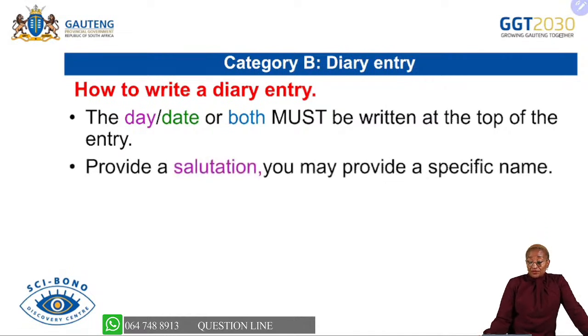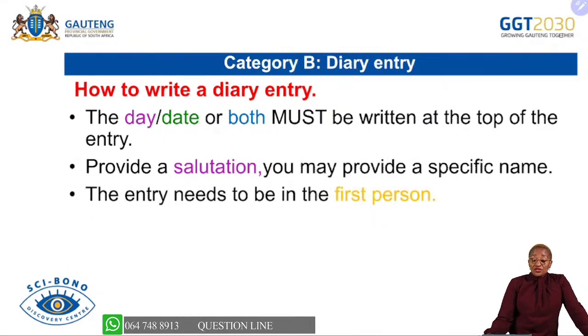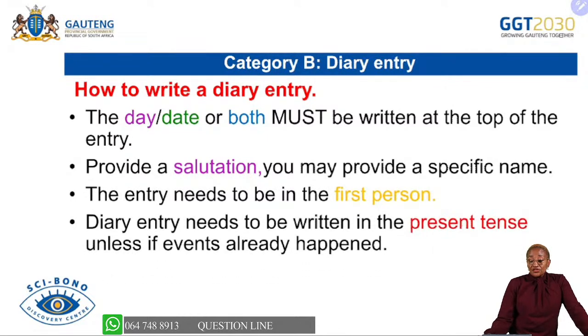Provide a salutation. You may provide a specific name in that regard. I see most of you normally write, Dear Diary. Some learners would come up with a specific name as their salutation. The entry needs to be in the first person. A diary entry needs to be written in the present tense, unless events already happened. That is very, very important. Must be in the present tense.